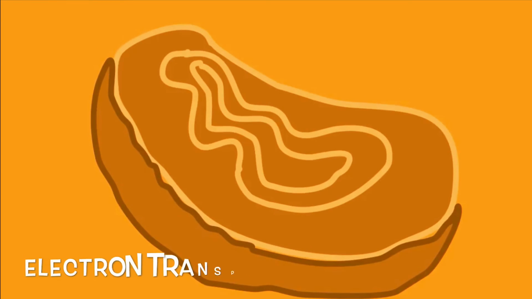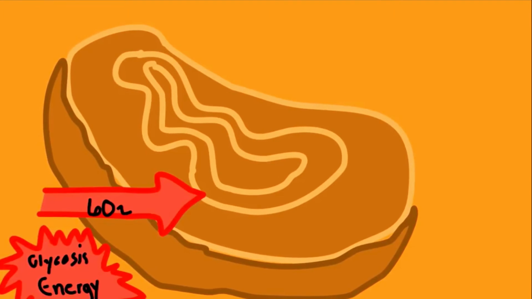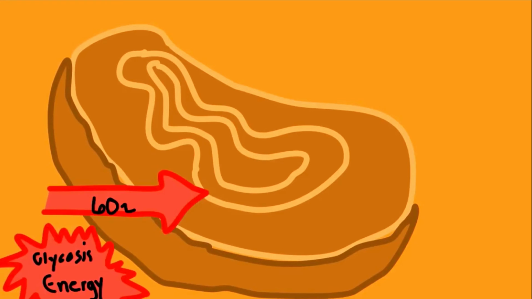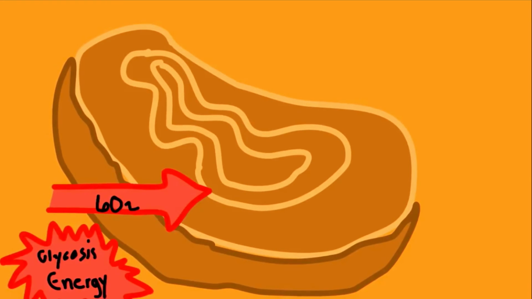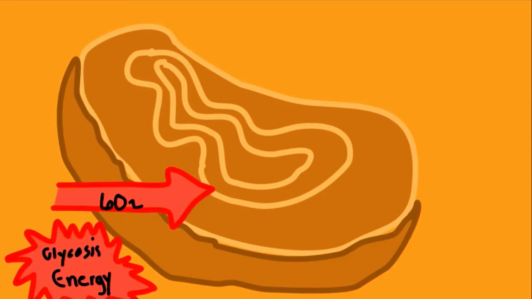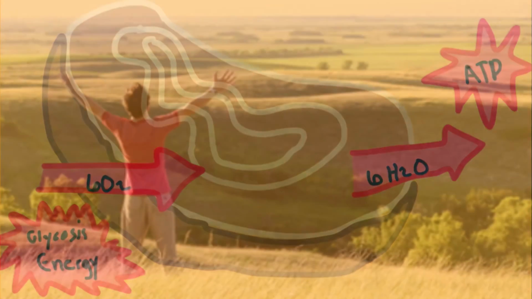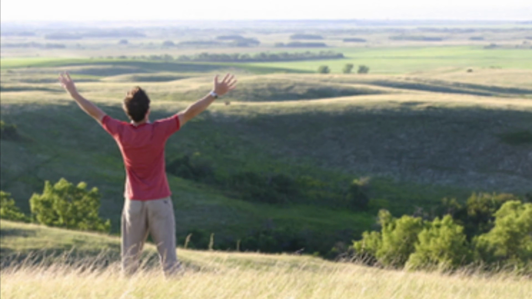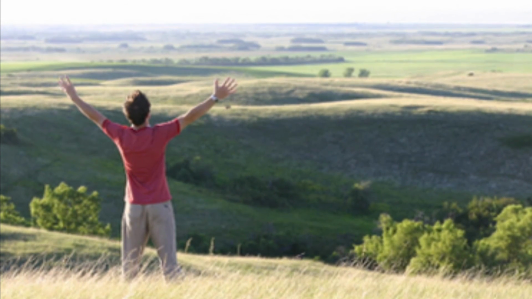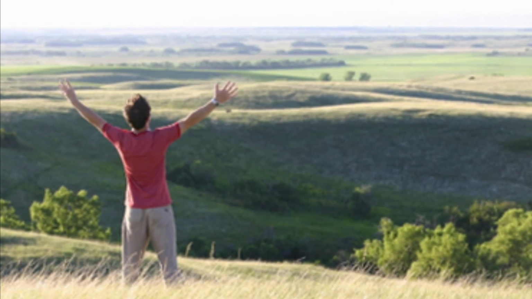After stage 1 is completed, it's time for stage 2, the electron transport. During the electron transport, energy-carrying molecules from glycolysis and the Krebs cycle enter stage 2 of cellular respiration. They move into the inner membrane, and when they are out, ATP molecules are produced, and heat and water are released as waste products.